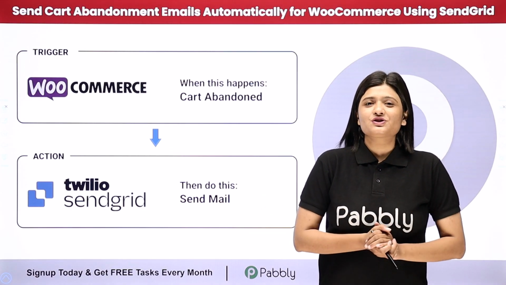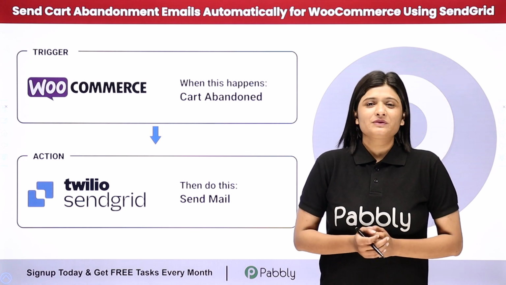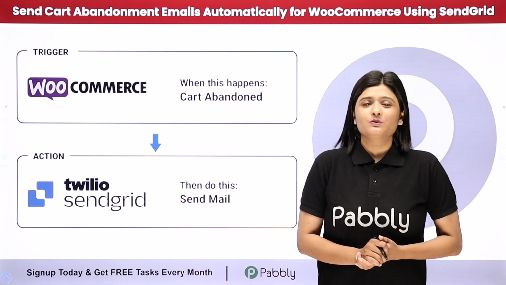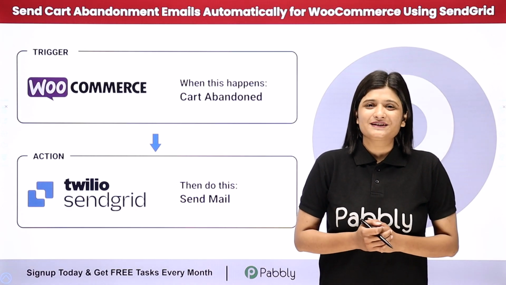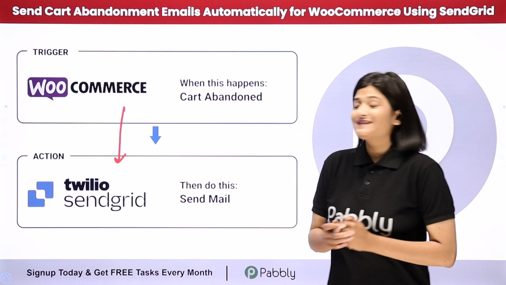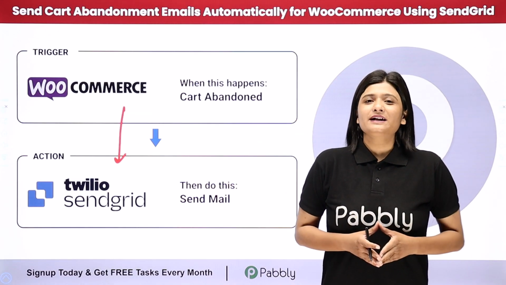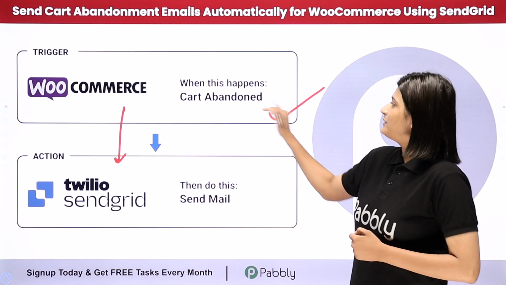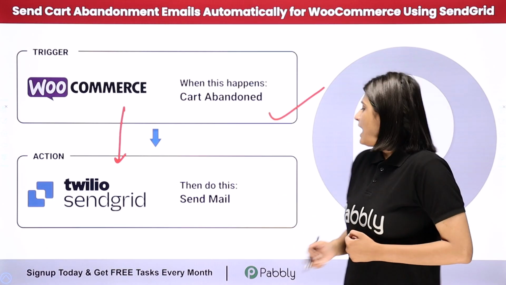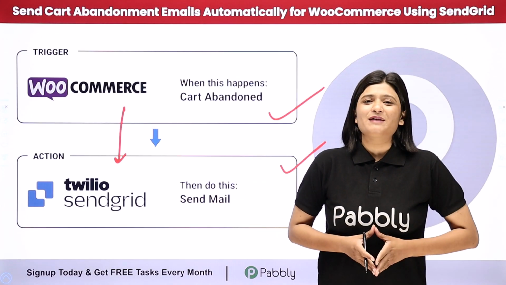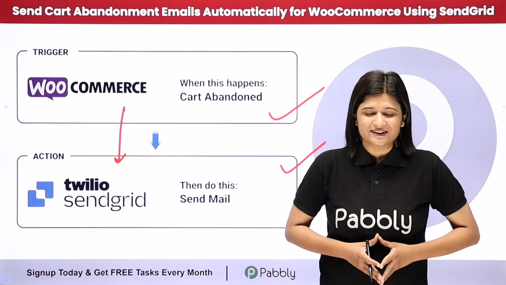And to do this automation, I'm going to use Pabbly Connect. Pabbly Connect is an amazing automation and integration software which requires no coding or programming skills. Here I just need to build a connection between WooCommerce and SendGrid. With the help of Pabbly Connect, I'm going to build this connection in such a manner that whenever the cart is abandoned in my WooCommerce store, I'm going to send a reminder mail using SendGrid. Now if you want to learn the step-by-step process, then let me take you all to my screen.